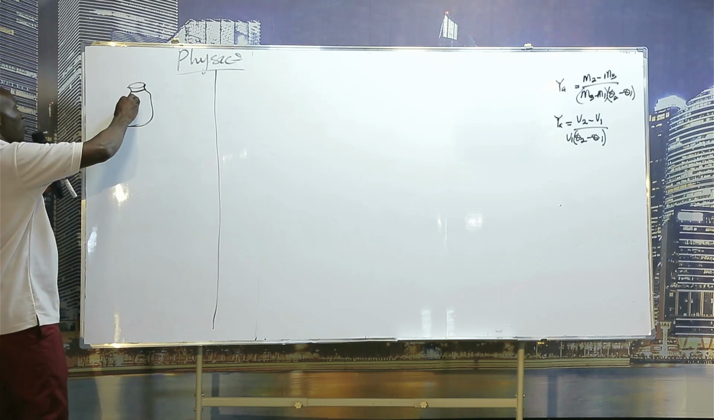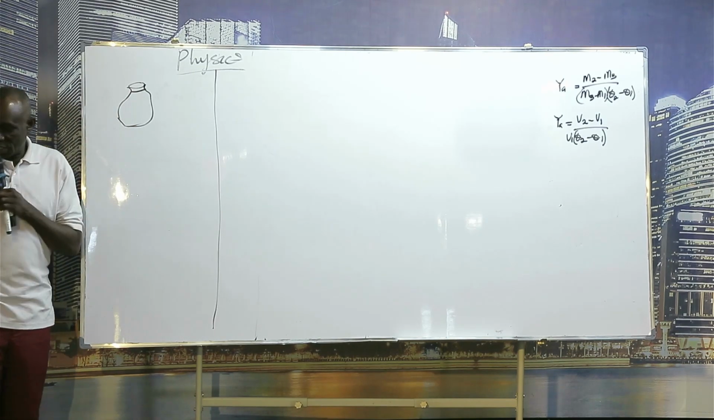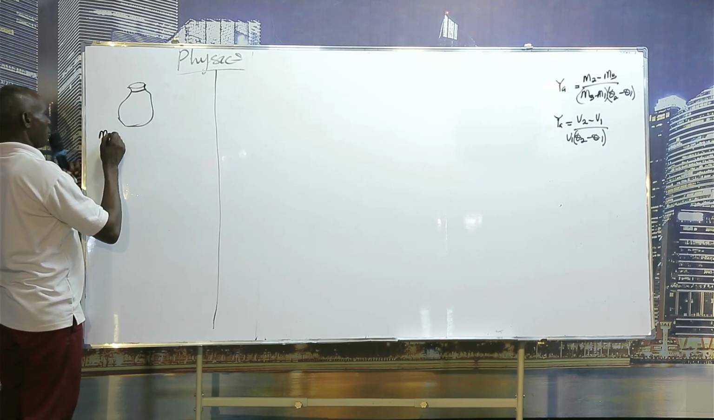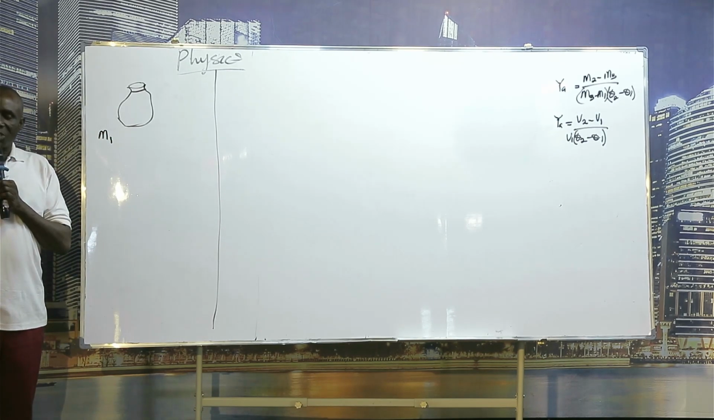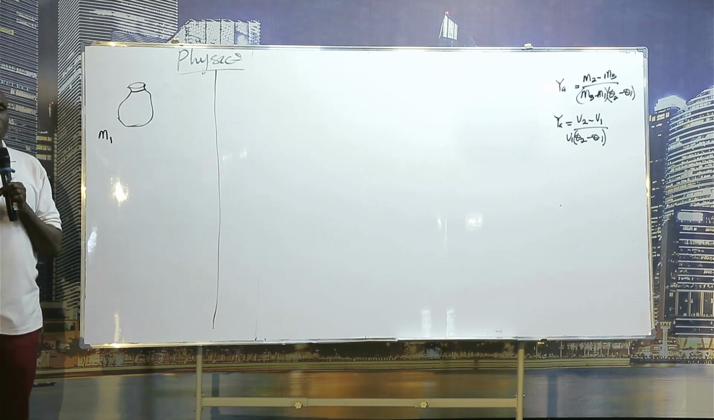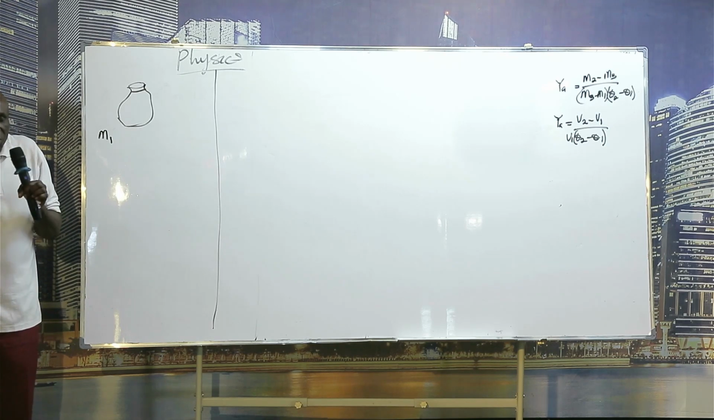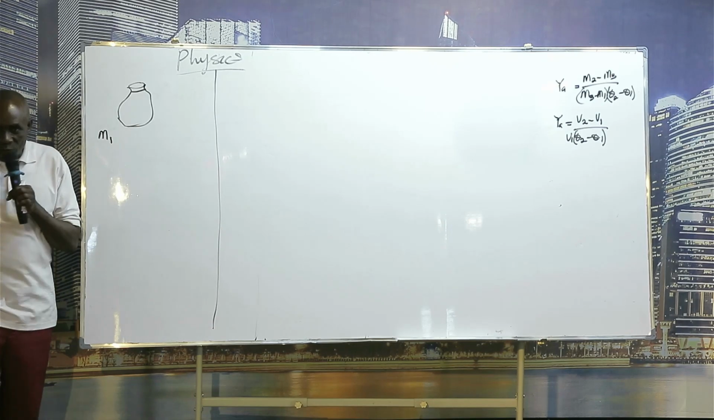So if I pick this bottle empty and weigh it, if I place it on a scale, I will record M1, showing the mass of the empty bottle. You can take note of this yourself. So this is my M1. Meaning what now?